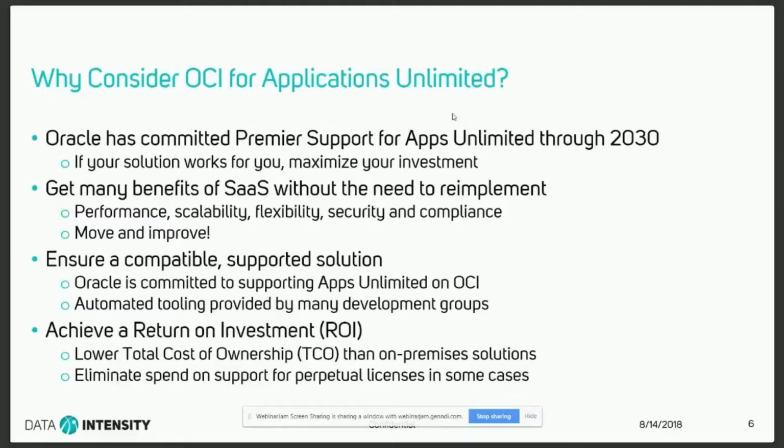One important thing to know is that Oracle is committed to premier support for Apps Unlimited programs through 2030. So that means if your solution's working right for you, maximize your investment in it. You can also get many of the benefits of software as a service without having to re-implement your entire ERP. The key things that we're going to be focused on today are performance, scalability, flexibility, and security, along with availability.